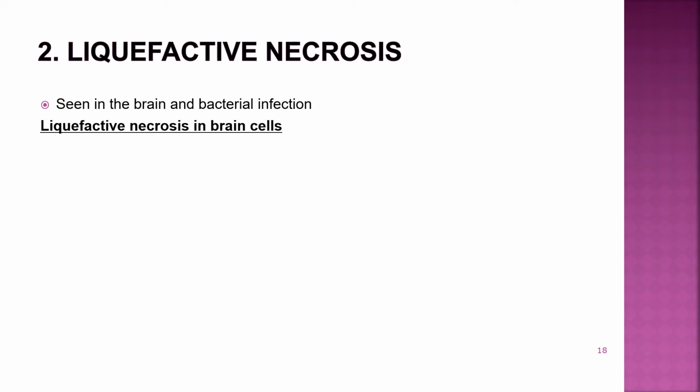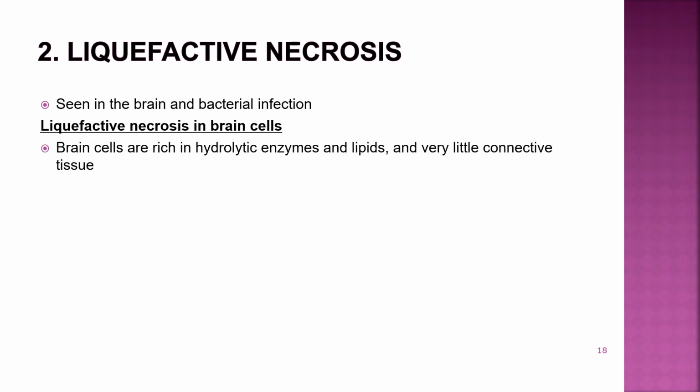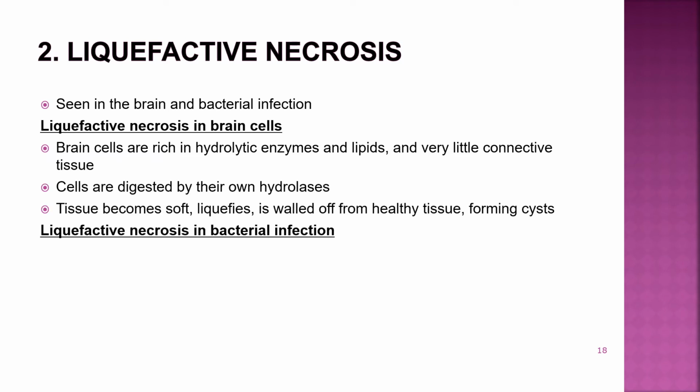Liquefactive necrosis in brain cells. The brain cells are rich in hydrolytic enzymes and lipids and have very little connective tissue. When the brain cells become necrotic, for example in stroke, where there is obstruction of the blood supply to the brain, the cells are digested by their own hydrolase. The brain tissue becomes soft, liquefies, and is walled off from the healthy tissue, and this forms a cyst.